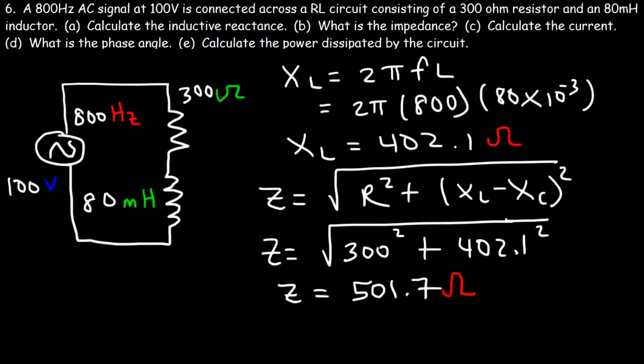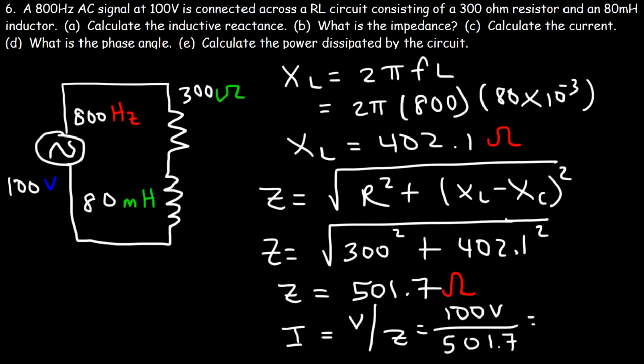Now let's move on to part C. What is the current in the circuit? To find the current, it's simply equal to the voltage divided by the impedance. The voltage is 100 volts. The impedance is 501.7 ohms. So this is equal to 0.199 amps. So that's the current in the circuit.